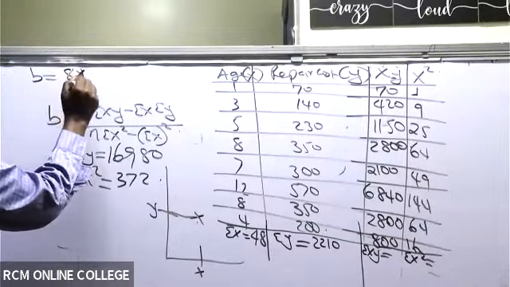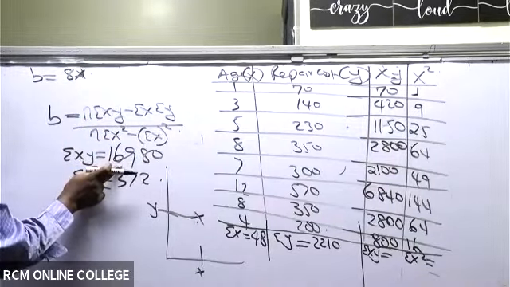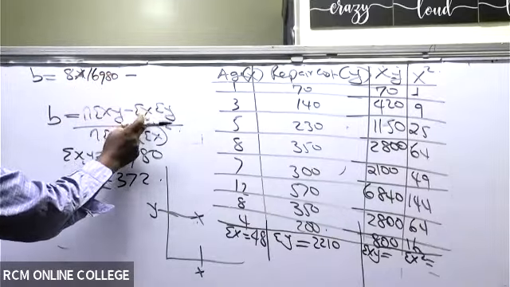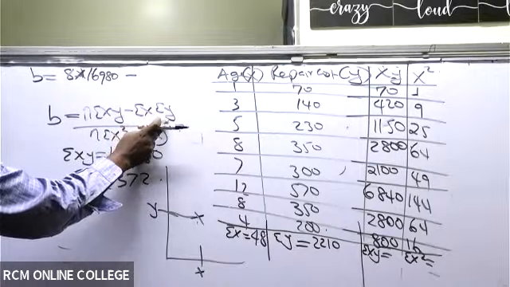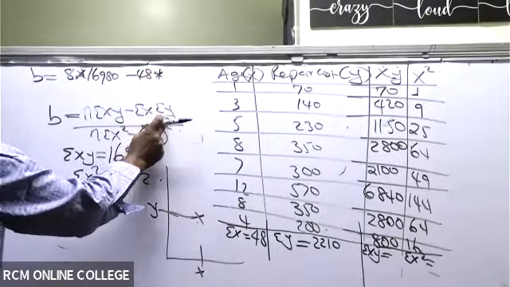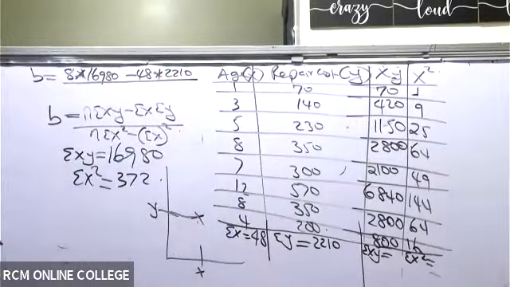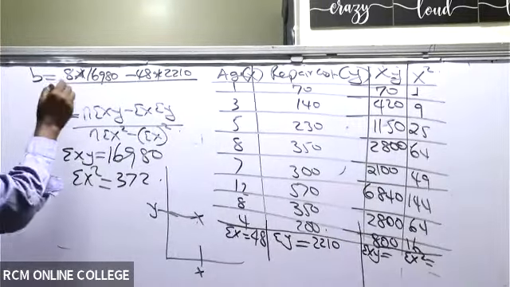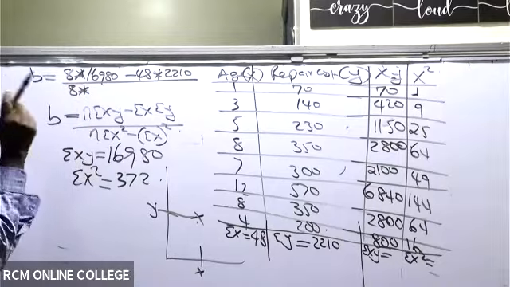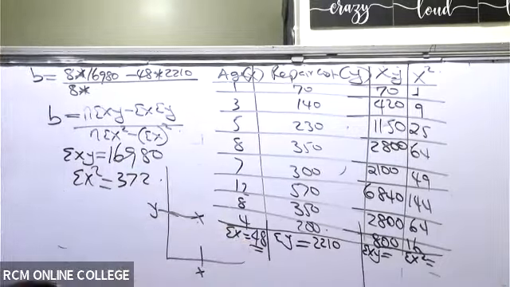So 8 times sum of xy, which we have here, 16,980, minus sum of x, which is 48, times sum of y, which is 2210. All over n again, which is 8, times summation of x squared. Don't take this sum of x squared, no.